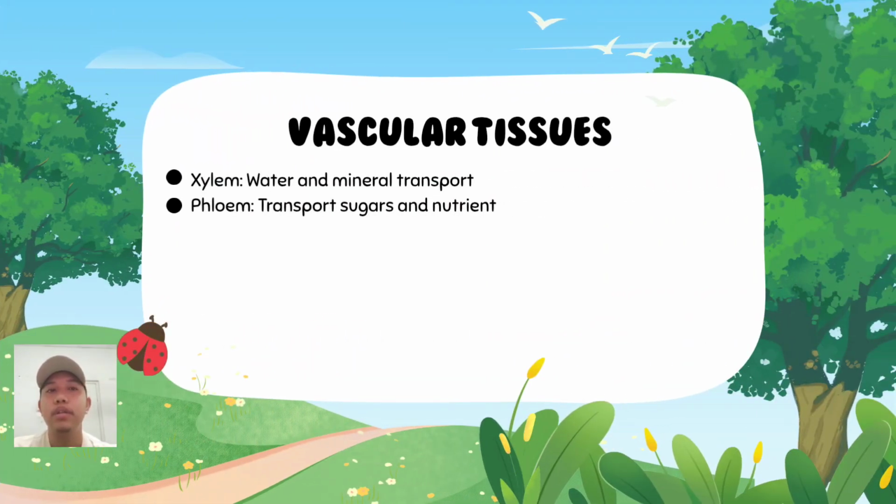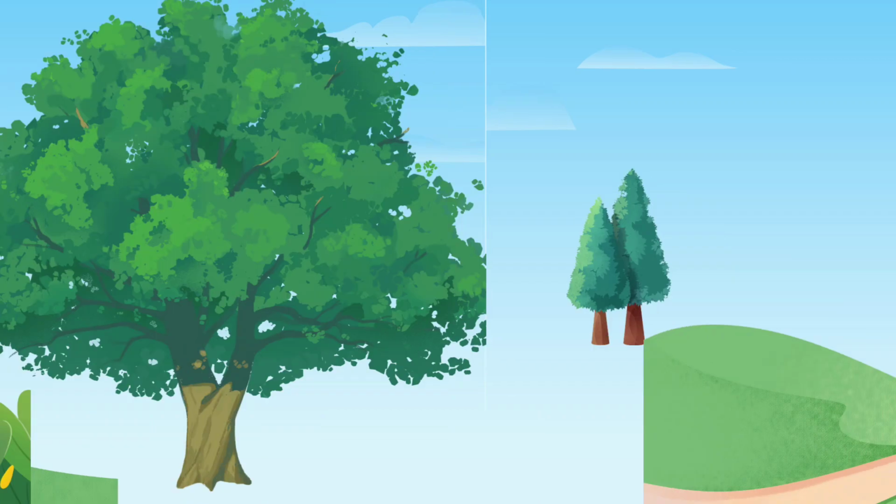Vascular tissue. Now the complex tissues, they are crucial for transport. Xylem carries water and minerals from the root to other parts of the plant. It is made of hollow dead cells that form tubes. Phloem, on the other hand, transports sugar and nutrients made in the leaf to the rest of the plant. Phloem cells are alive but lack a nucleus, and they work closely with companion cells.